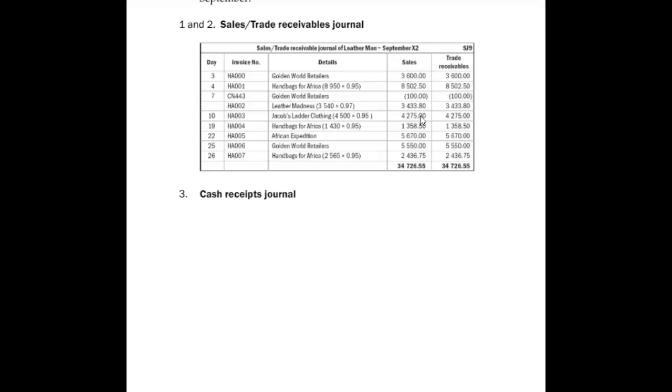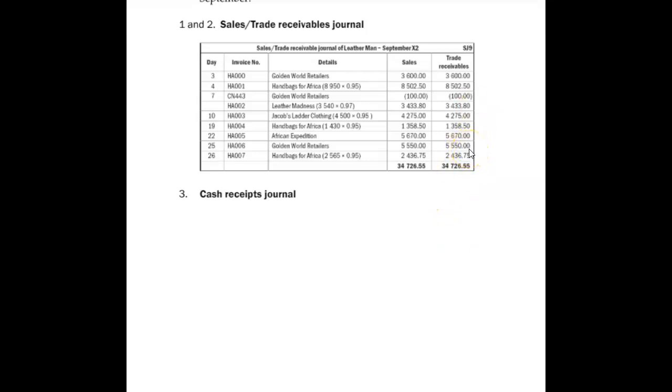Think about it. You're debiting a trade receivable, which is an asset, so it's increasing. You got more debtors. And then you're crediting sales. Sales is income. So when you credit it, it goes up. So you're adding to your sales and you're adding to your debtors. So to prove that this works, it goes from here.